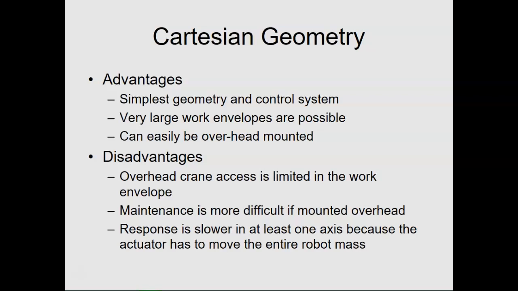I don't know how many of you have ever seen an overhead crane move. But in 2 axes, it can be very quick. It can drop that. We're talking about the overhead mounted cranes, the really big ones that go over a whole factory.